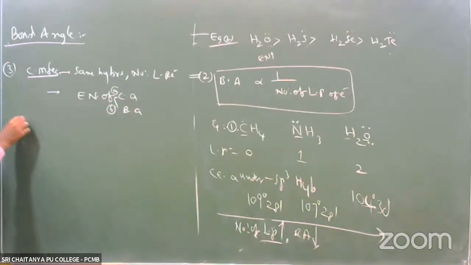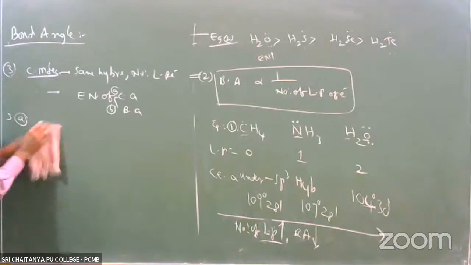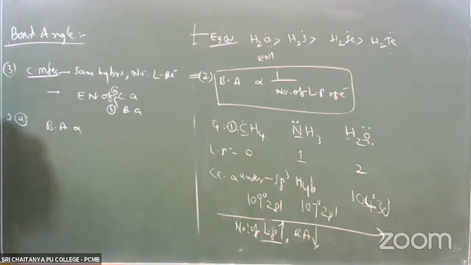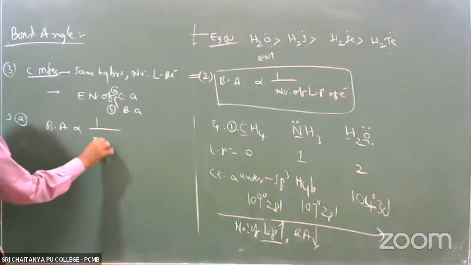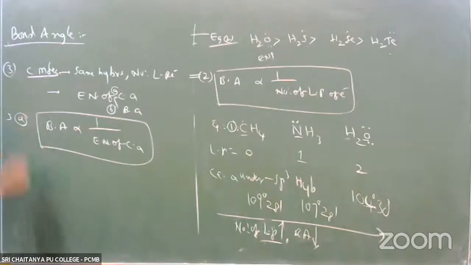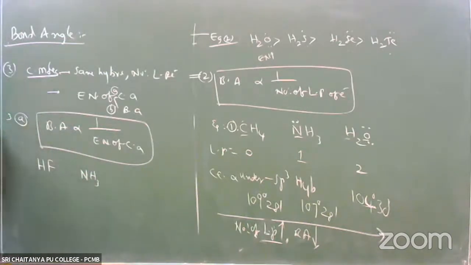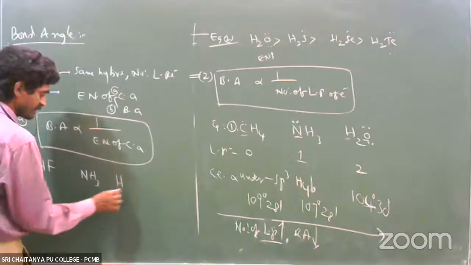The first one is 3A. The bond angle is inversely proportional to the electronegativity of the central atom. How is that? For example, take HF here, NH3 here, and H2O here.